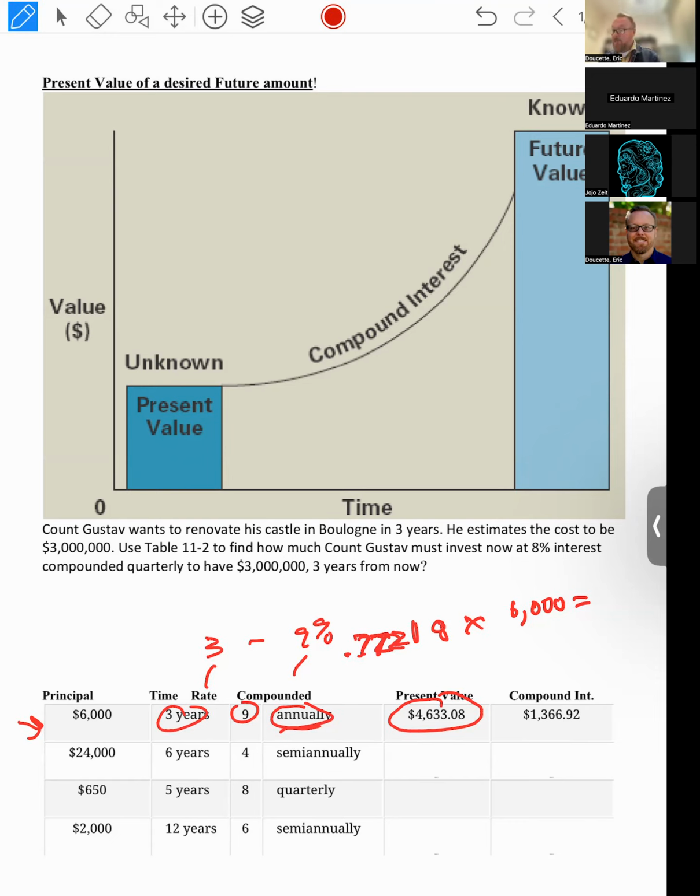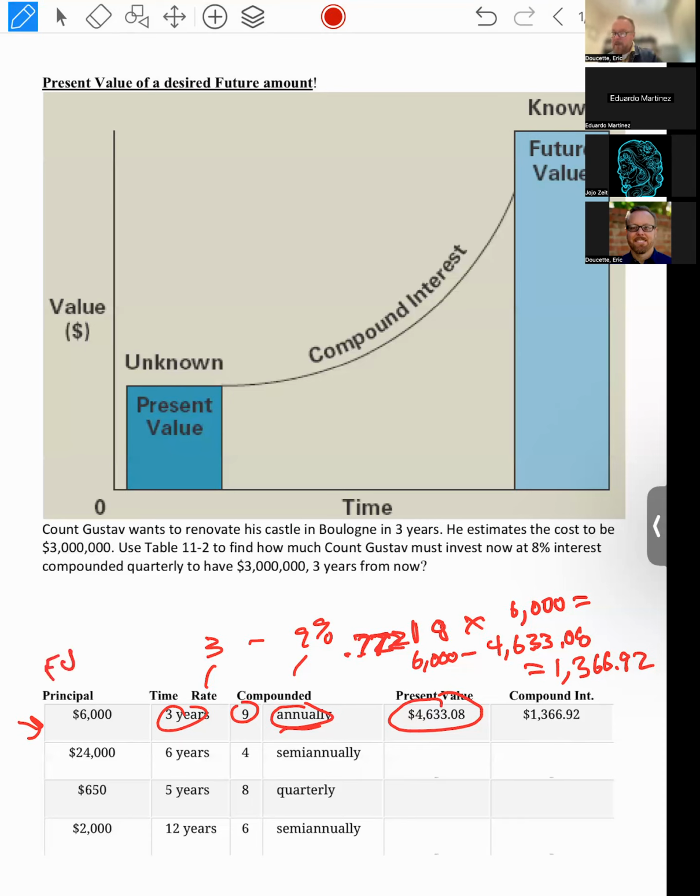annually. How much interest did I earn? Well, again, I would take my 6,000 that I'm going to have and minus the 4,633.08 I presently need to have. That means I will make $1,366.92 of interest. So the compounded interest is the present value subtracted from the future value you hope to have. And when it says principal here in this particular one, it really means future value.